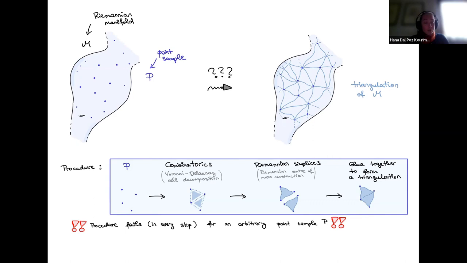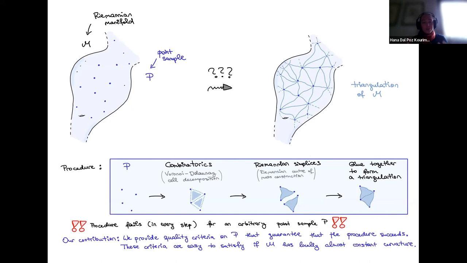Unfortunately, this procedure does not always work. In fact, it can fail in every one of these three steps that I just described if the point sample that you choose is arbitrary. So what we did is we provide quality criteria on the point sample P that guarantee that this procedure succeeds.